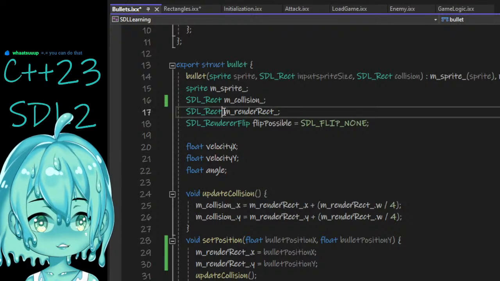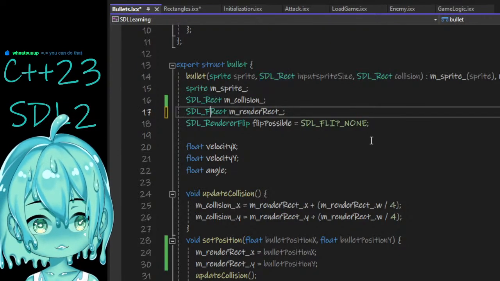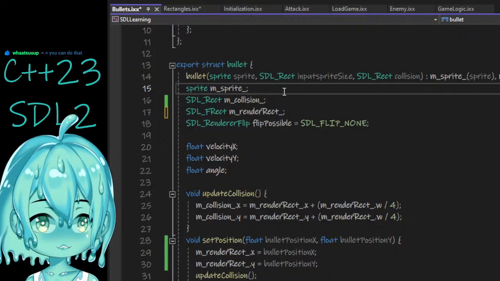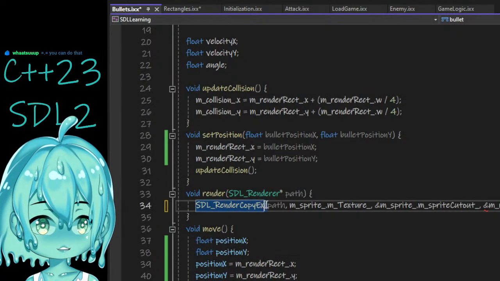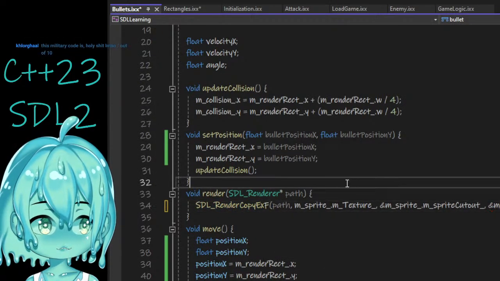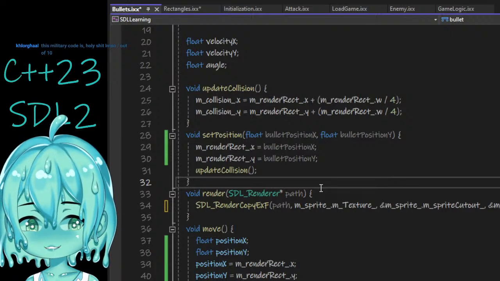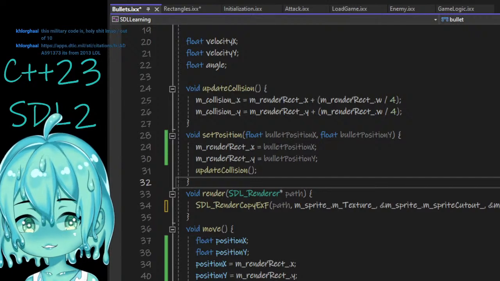Could I just convert the render rect into a floating rectangle? Can I just do that? I think I can. Input sprite size needs to be a rect. And then this is going to be render XF. This military code, holy shit, a lot out of 10. Hey, it worked. It's from 2013.